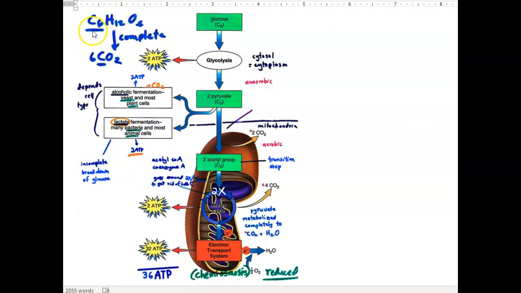There's glucose, C6H12O6. Glucose has 6 carbons. It's released as 6 carbons in 6 carbon dioxides. Now we're going to go this way.